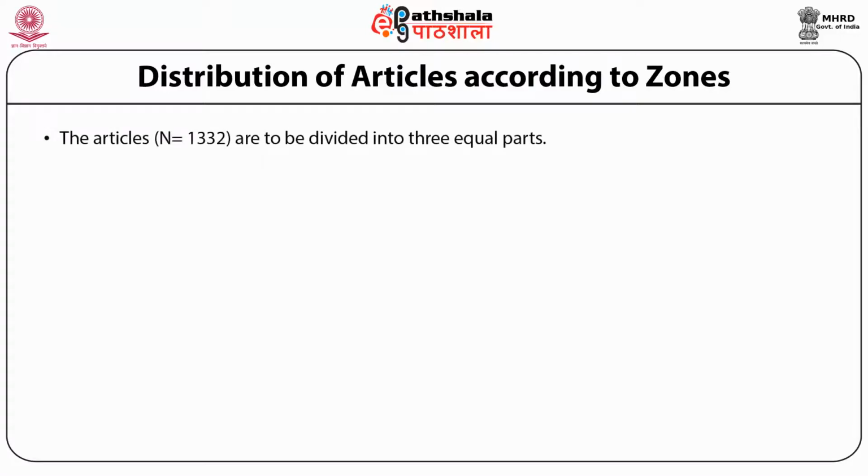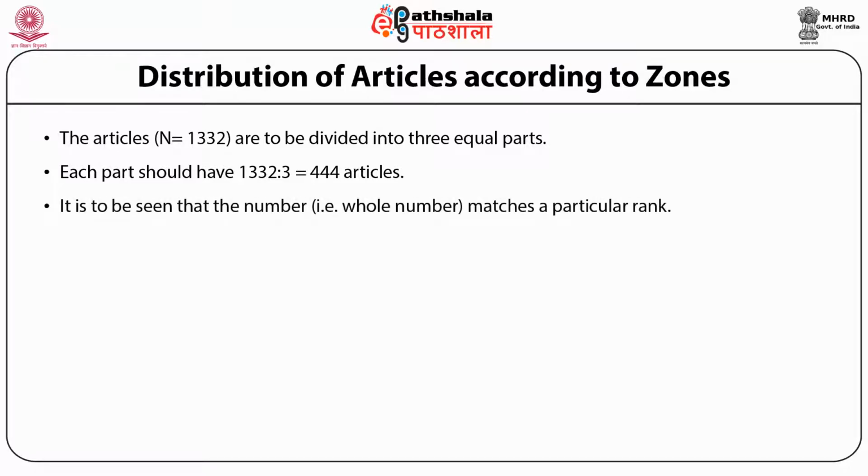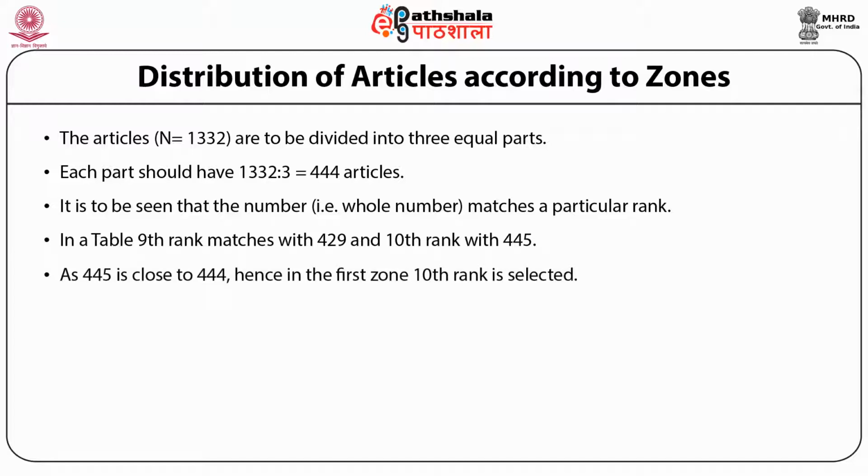The articles here, that is 1332, are to be divided into 3 equal parts. Each part should have 444 articles. In most cases, they will not be exactly equal. It is to be seen that the whole number matches a particular rank. In table 1, 9th rank matches with 429 and 10th rank with 445, as 445 is close to 444. Hence, the first zone, 10th rank, is selected.